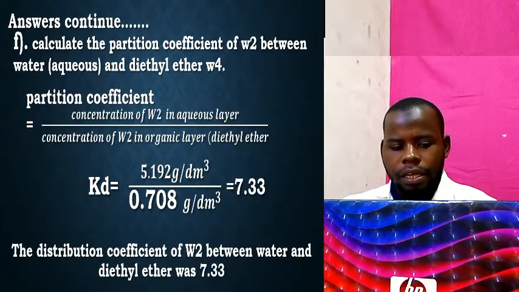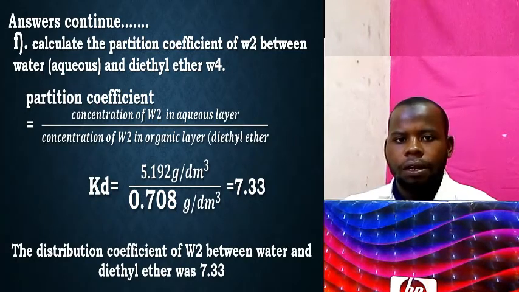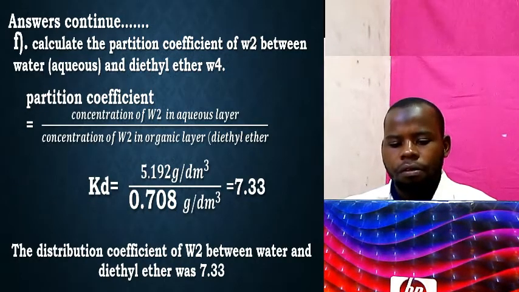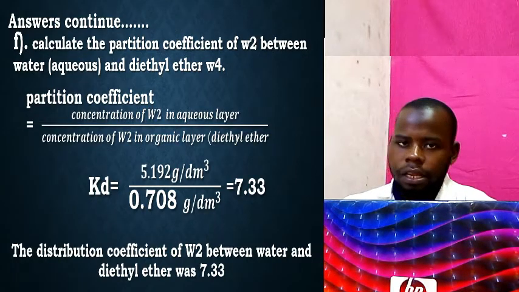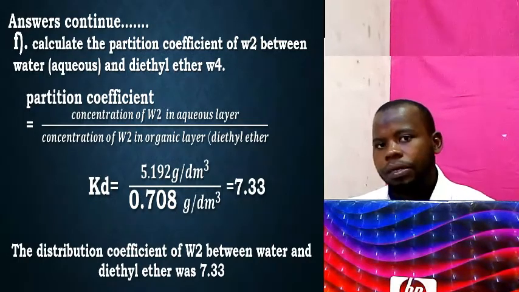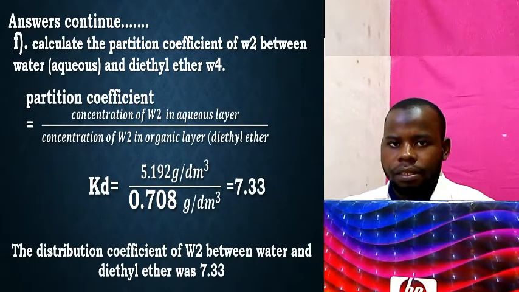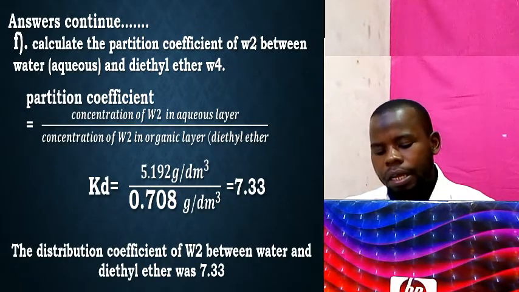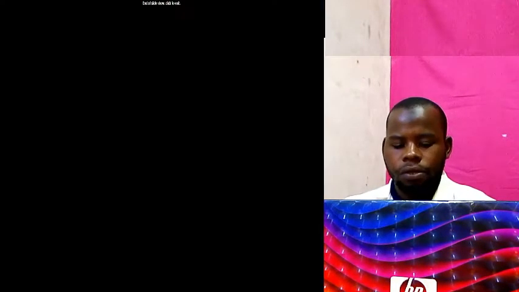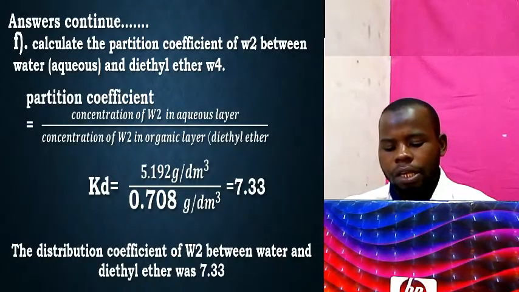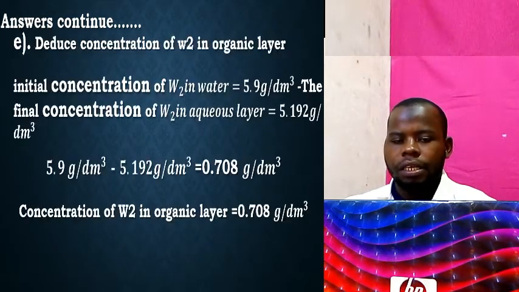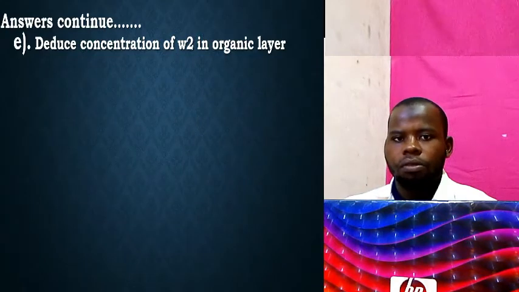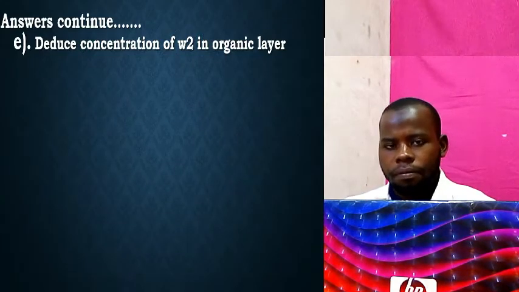And that is a general experiment, experiment number 1. The distribution coefficient between water and diethyl ether is 7.3. There is a range, you can get it from 5 up to 8. That is the range of our KD, or distribution constant. That is our experiment number 1 in our topic, partition. We are going to proceed with experiment number 2.